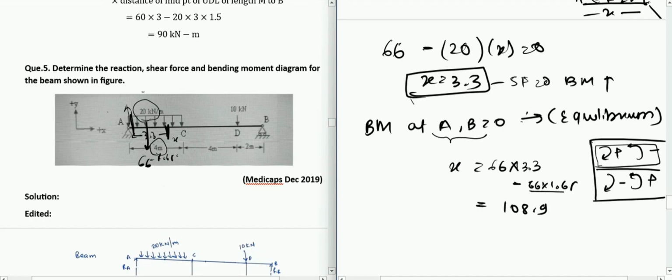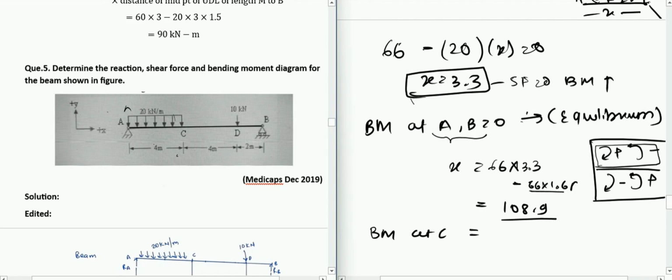Yeah, 108.9 is the answer for the bending moment at point, let us say X. So you also have to calculate the bending moment at C. At C, you can calculate from the right side, or you can also calculate from the left side. It's up to you. Let us just calculate on the left side, because we've been doing that. It will be easy for us to understand or correlate with the previously discussed thing.